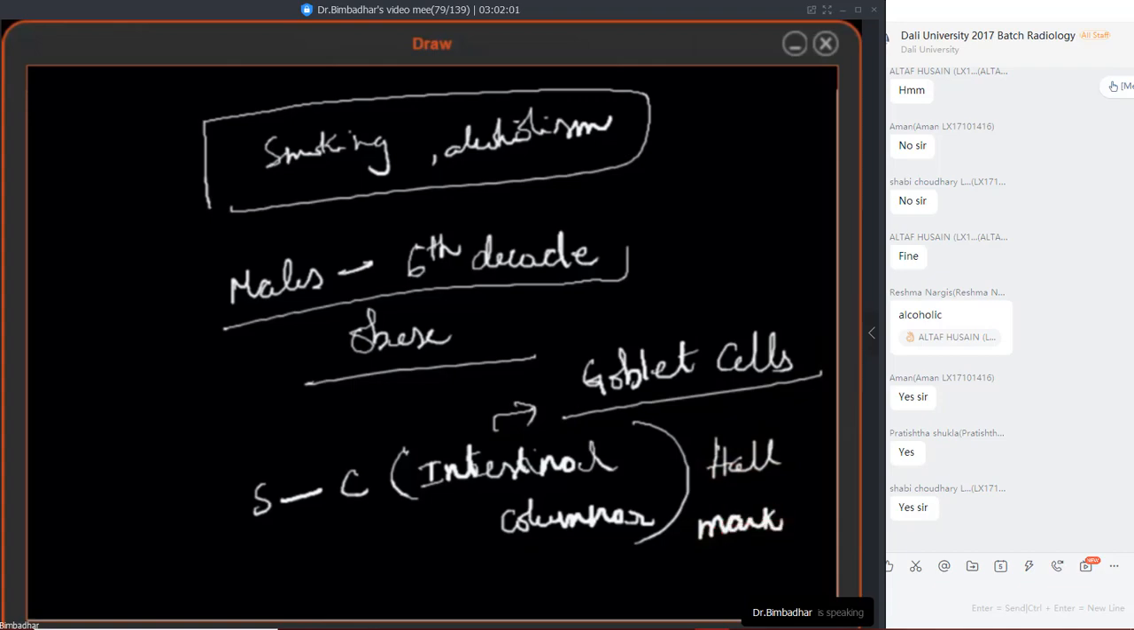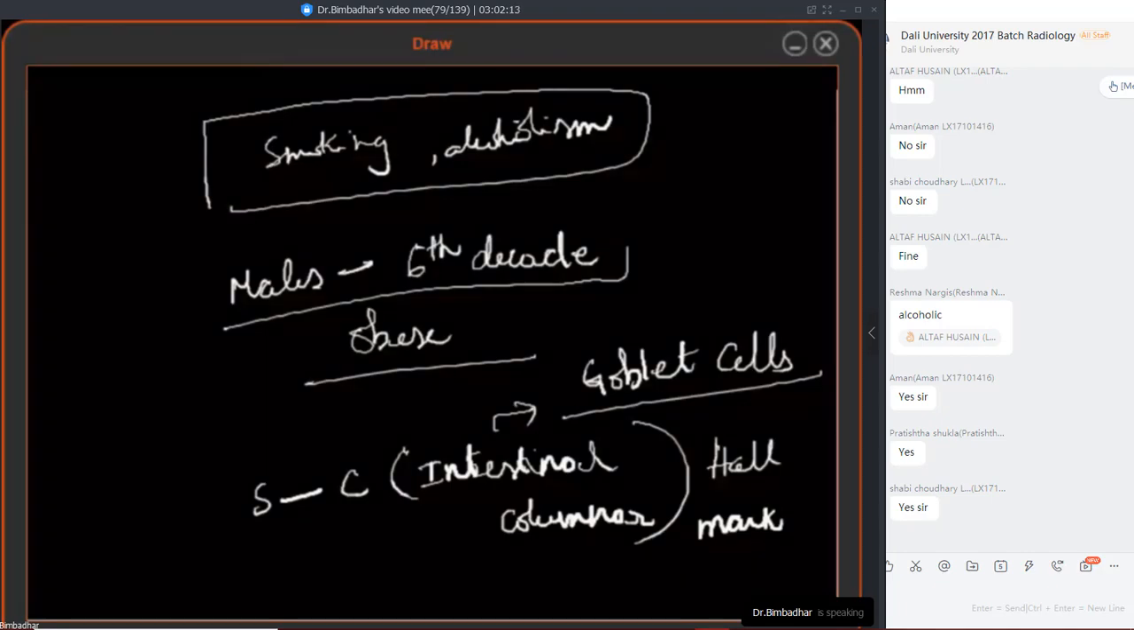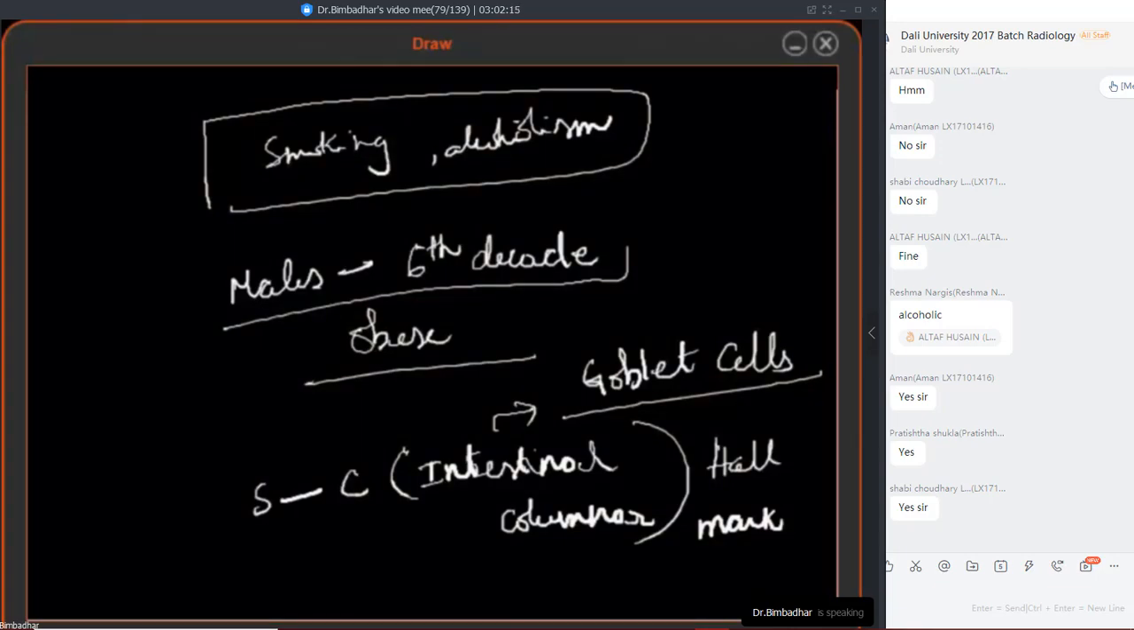But let us try to get down. The investigation of choice for this one is barium swallow. Okay, it is barium swallow, and let's try to understand the whole three points as a single thing. Let's try to understand the esophageal carcinomas and the GERD and all other things together. Okay, esophageal carcinoma has a very poor prognosis. That is what I'm saying.